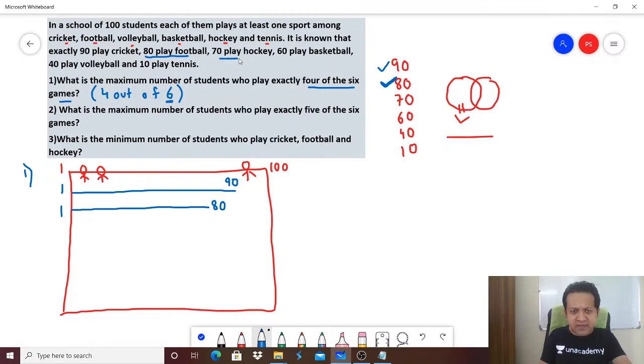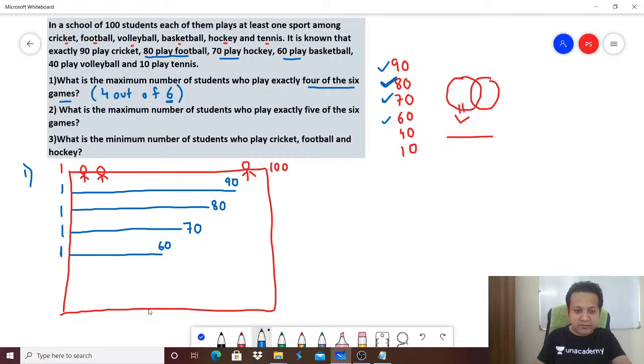Third one. The third game, 70. I need 70 students to play the third game. So again, draw the line in such a way that the lines are overlapping. So obviously I will draw it from the left end. So it is 70, 1 to 70. Next, 60. I need 60 for the fourth game. Draw the line in such a way that it overlaps. So basically 60, 1 to 60.